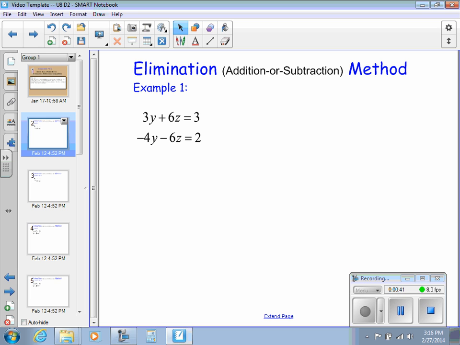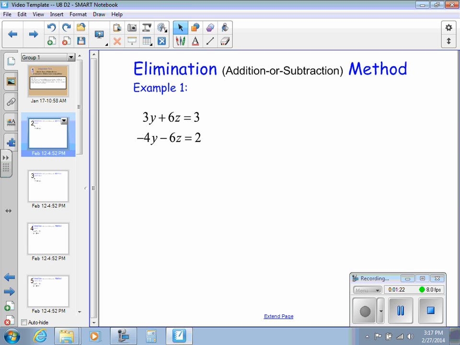So first, let's just do one that is pure addition. We have a system of equations, two equations with two variables, and we need to solve these. We have 3y plus 6z equals 3, and also negative 4y minus 6z equals 2. We have two methods that we're learning, substitution, which you've already learned, and elimination, because for some problems it's easier to use one method, and for other problems it's easier to use the other. We want you to have both tools in the toolbox.